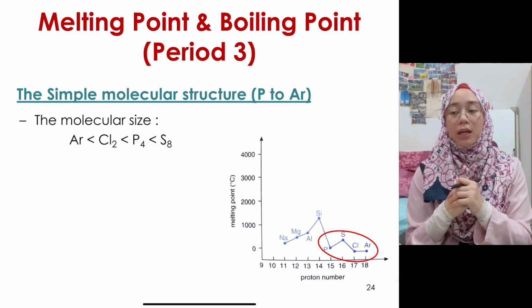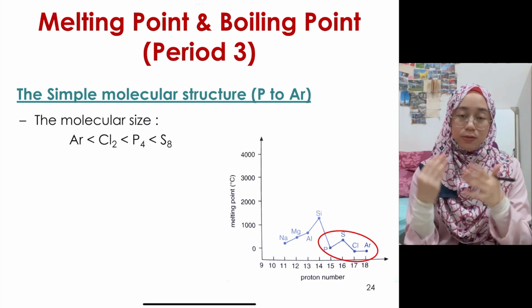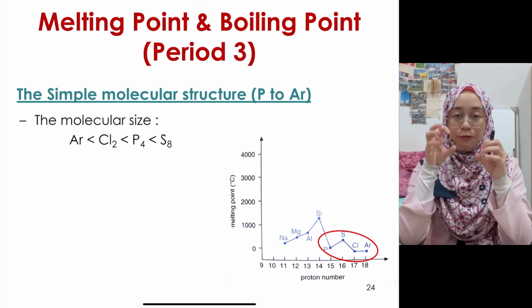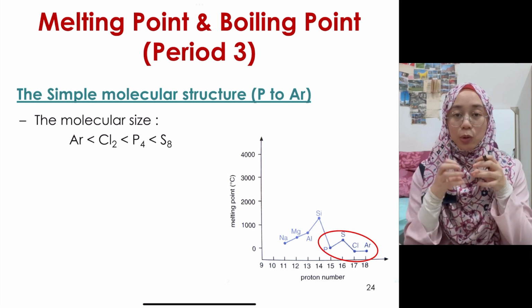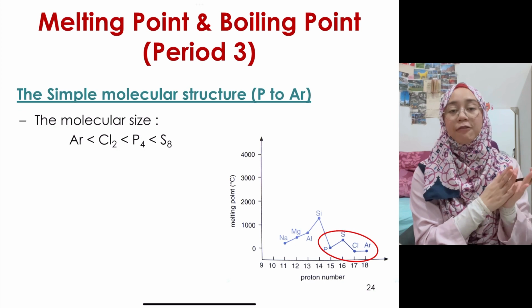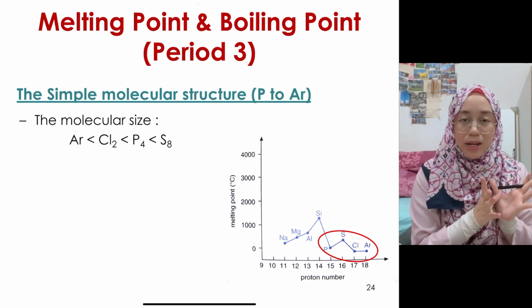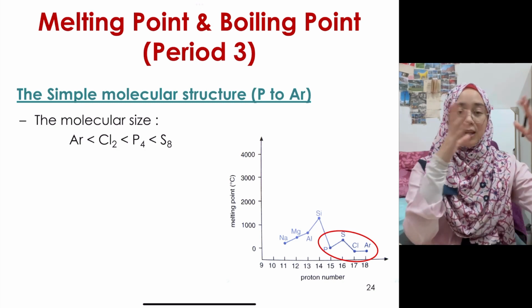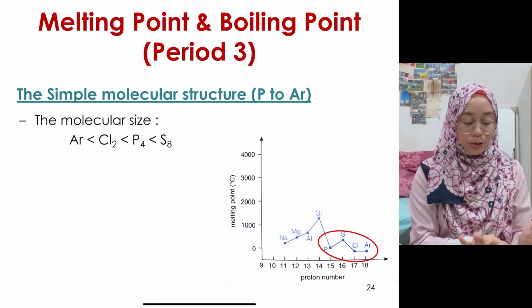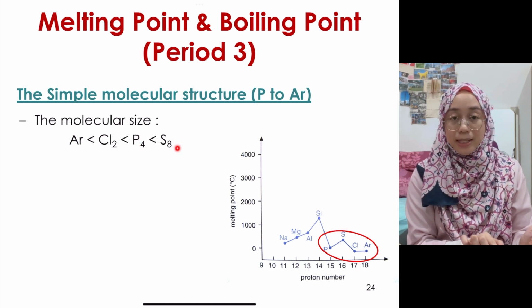Okay, tapi bila sebagai molekul P4, phosphorus bila dia form molekul, dia cuma ada 4 phosphorus atom together compared to sulfur, walaupun dia slightly smaller on its own, tapi bila dia form molekul, dia akan ada 8 atom of sulfur together untuk form satu molekul, menjadikan dia jadi lagi besar daripada P4. Sebab tu kamu nampak sini P4 size dia lagi kecil daripada S8.